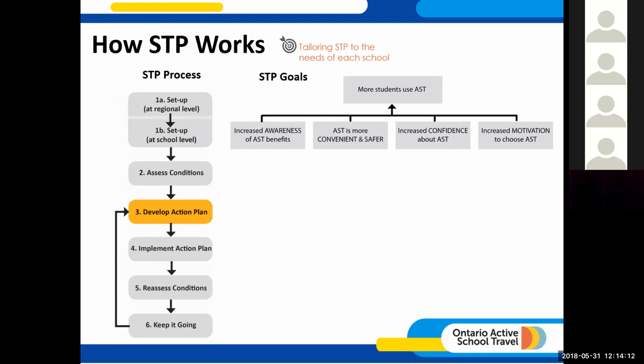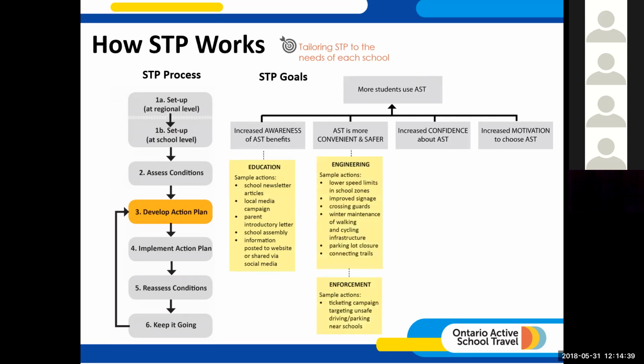So now let's explore what types of interventions could be included in an action plan to help achieve each of those sub-goals. So this is where we're going to start to see how the 5 E's can tie into the goals. So we've got education activities are primarily the ones used to increase awareness of active school travel benefits, things like media coverage, newsletter articles, social media. And then when we want to improve safety and convenience of active school travel, it'll typically involve engineering initiatives, such as those listed there, ways to decrease speeds in the school zone, for instance, as well as enforcement activities.